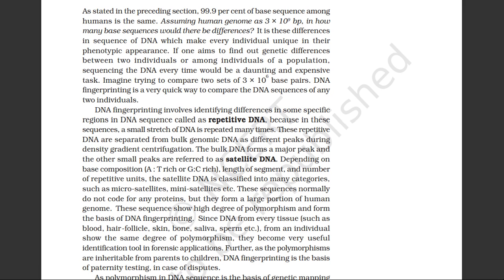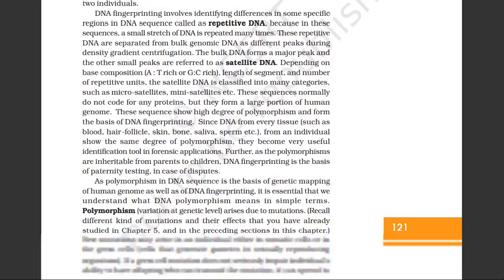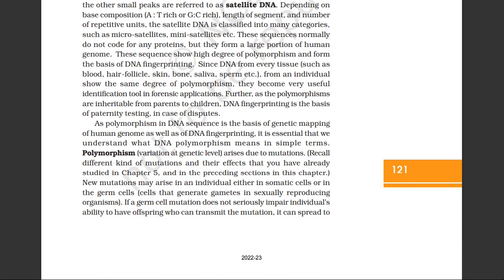Since DNA from every tissue, such as blood, hair follicle, skin, bone, saliva, sperm, etc., from an individual shows the same degree of polymorphism, they become a very useful identification tool in forensic applications. Further, as the polymorphisms are inheritable from parents to children, DNA fingerprinting is the basis of paternity testing, in case of disputes. As polymorphism in DNA sequence is the basis of genetic mapping of human genome as well as of DNA fingerprinting, it is essential that we understand what DNA polymorphism means in simple terms.